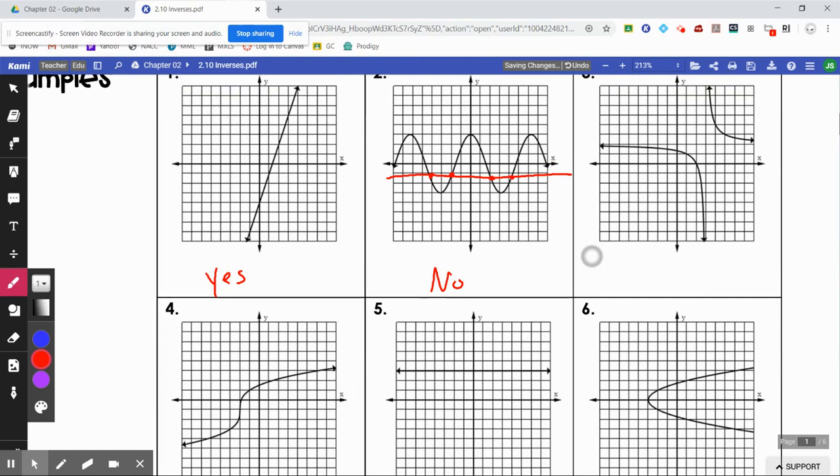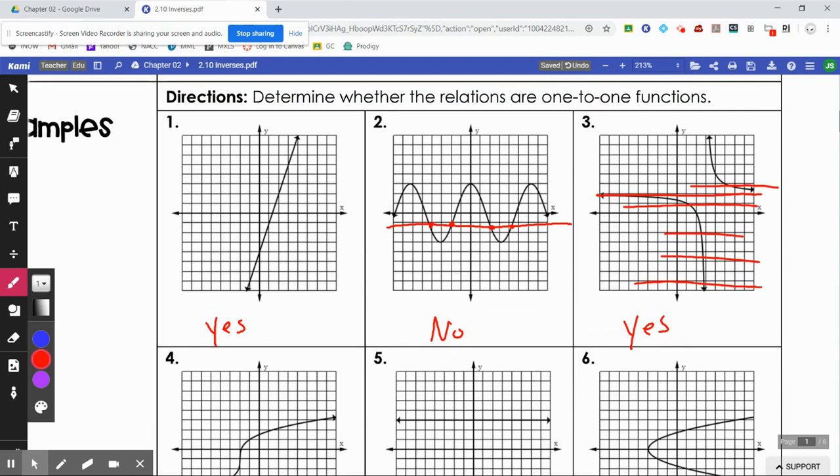Next up, is this a function? This would be a function. The only question would be right in here. It has an asymptote line, but still there are no points above points, so that would be a function. And the only time it gets close to the inverse relation not being a function would be right in here, and again, that's an asymptote line. So if you draw a horizontal line here, it's still only hitting one point. So yes, this would be a one-to-one function.